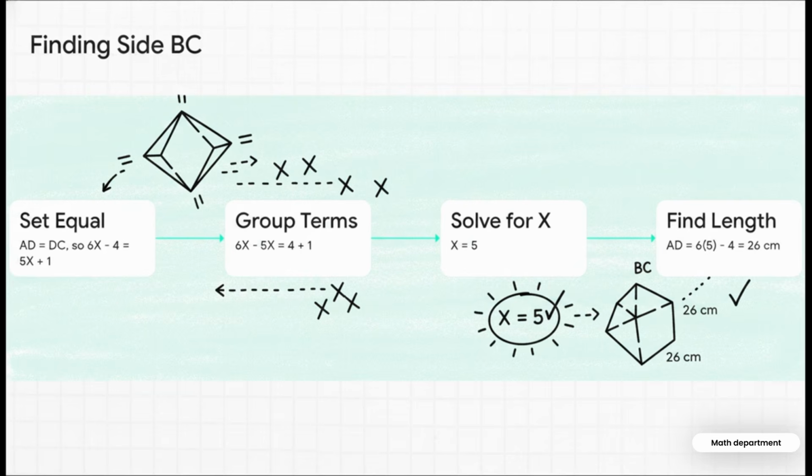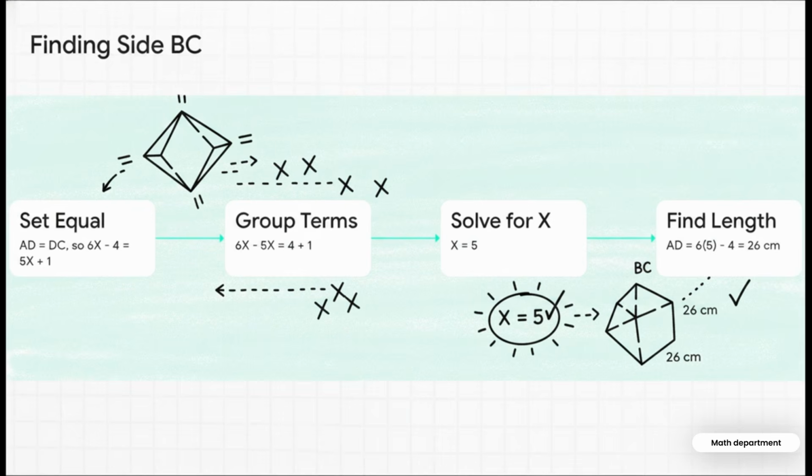Let's look at another example. We have a rhombus where side AD is 6x minus 4 and side DC is 5x plus 1. Our goal is to find the actual length of side BC. Step 1, because it's a rhombus, we know all sides are equal. So we set AD equal to DC.